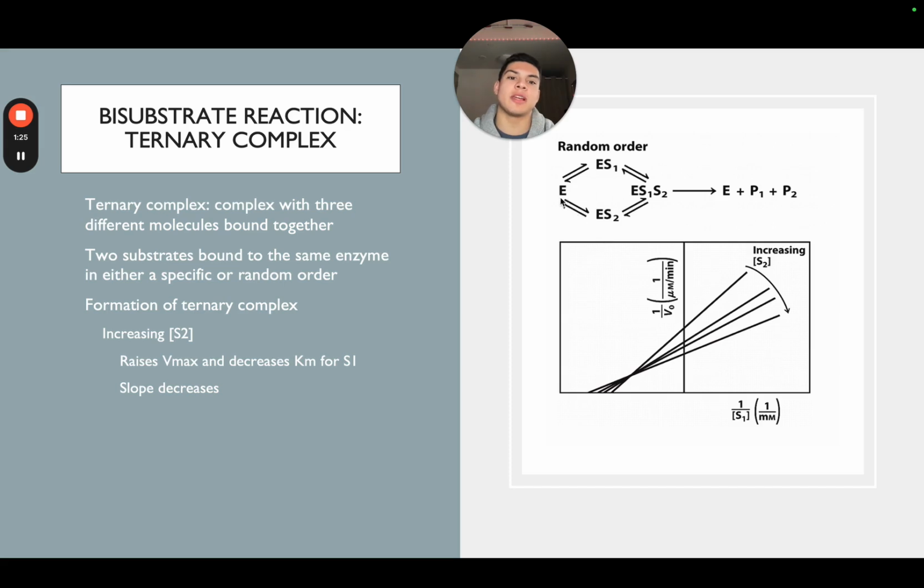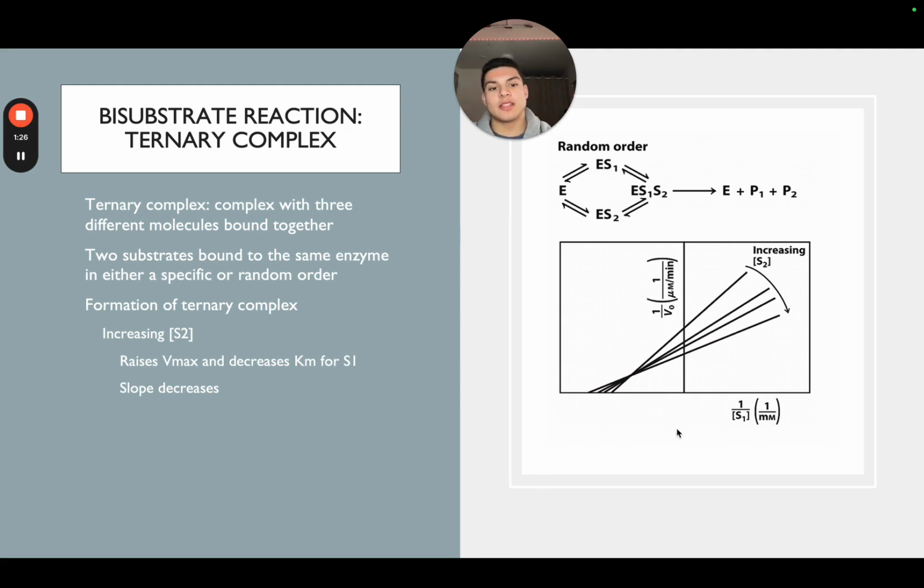A specific order could be like E has to bind to S1, and then S2 can bind to this to form it. The E will not bind onto the S2 alone. That's what specific means. But the hallmark of a ternary complex is that it forms this three-part complex, and you need all three to form in order for the products to be formed. You can't just have ES1 go to EP1 and then bind to the S2 separately. It has to bind all three in order for the reaction to proceed forward.